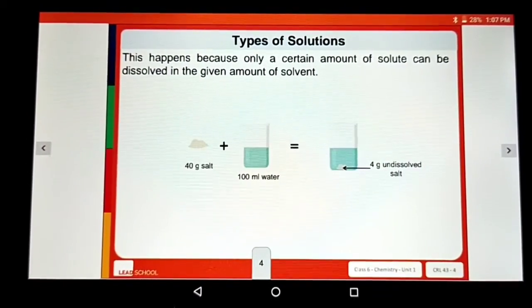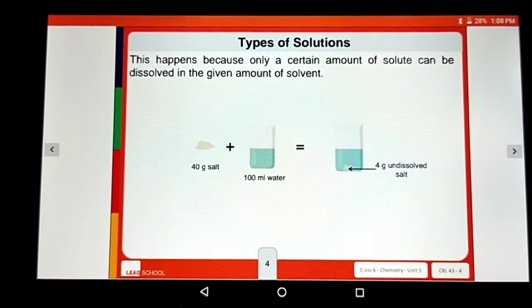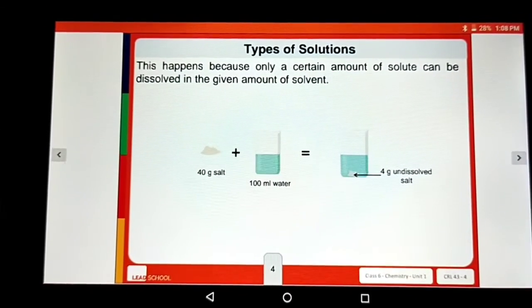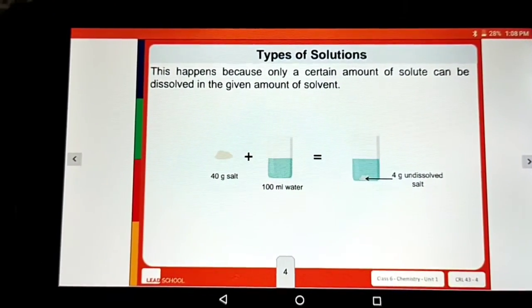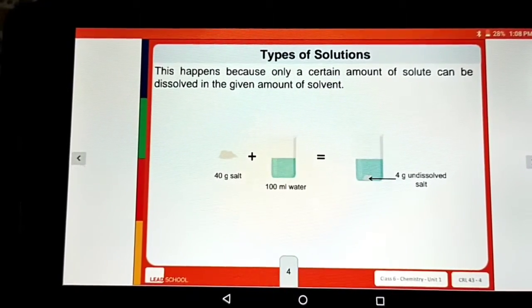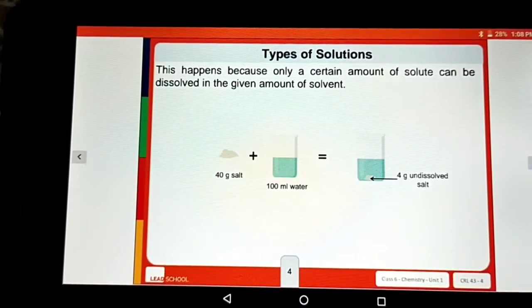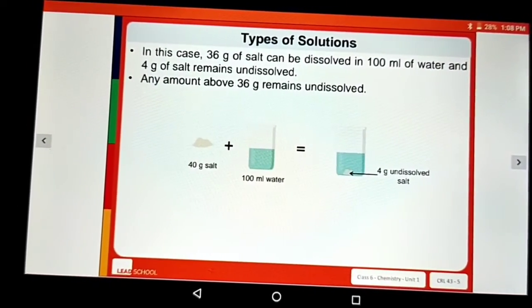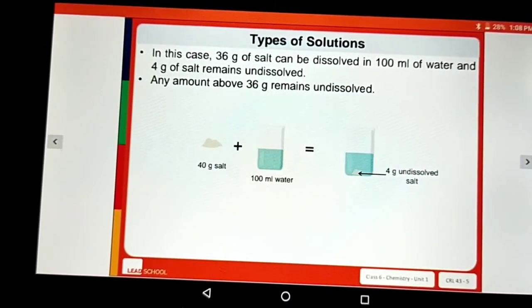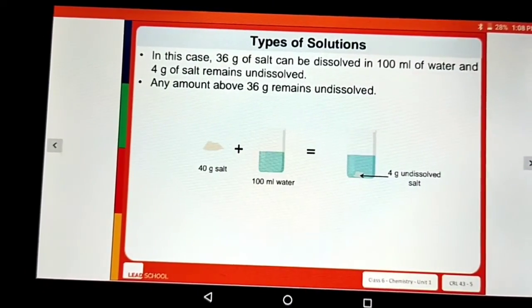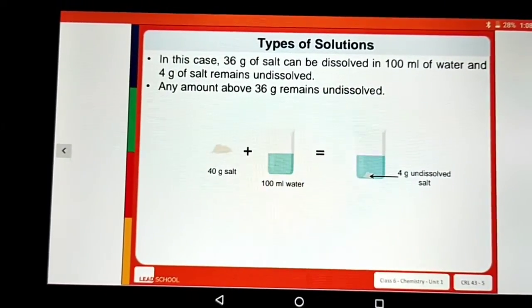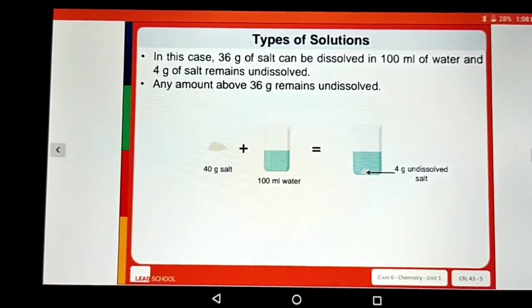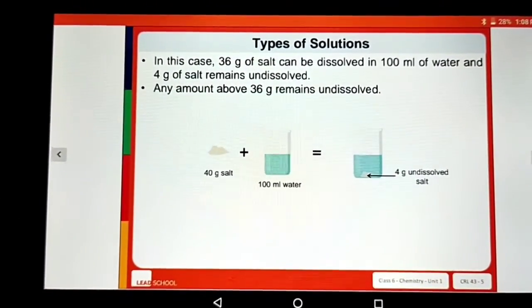This happens because only a certain amount of solute can be dissolved in a given amount of solvent. Means 100 ml of water can dissolve a certain amount of salt. That certain amount is 36 gram. This means only 36 gram of salt can be dissolved in 100 ml of water. And if we add more salt, then it will remain undissolved.